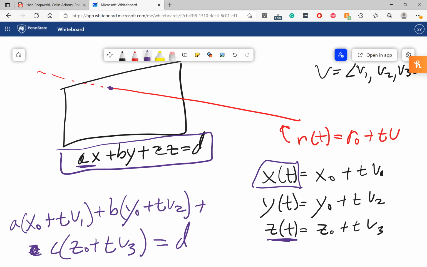Well, now the only real variable that I have, I know what x0 is, v1. I only have t. The t is my only variable, so I can solve this equation for t. And once I solve for t, if I want to find the point of intersection, what can I do to find this actual point? Anyone? Yes. Plug it back into these equations, into r of t. Yep. Okay. Any questions about this?